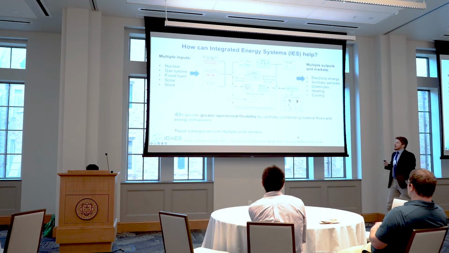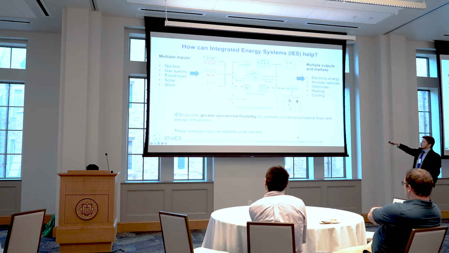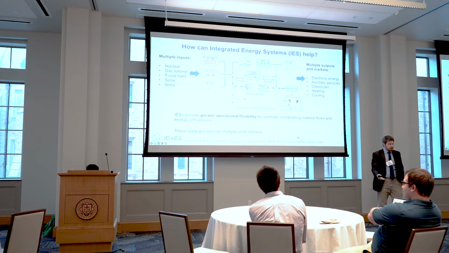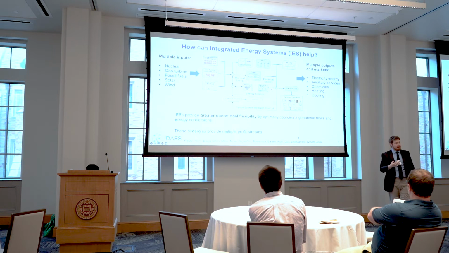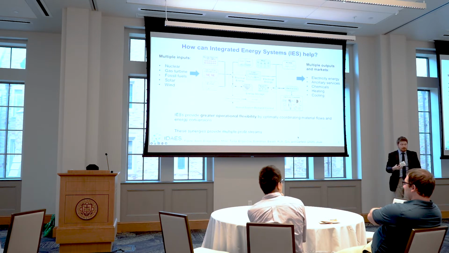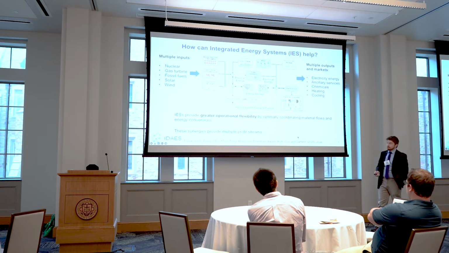A big question is, how can integrated energy systems help? So what are integrated energy systems? They take multiple technologies and multiple energy sources: nuclear, gas turbines, fossil, solar, wind. They combine them in ways that are synergistic, and you can produce multiple products. You can produce electricity, ancillary services that help balance the grid, chemicals like hydrogen, or heating and cooling. What's really cool about integrated energy systems is they provide a lot of operational flexibility to help counter the variability of renewables. And because they have multiple profits, they also help make these systems economical.